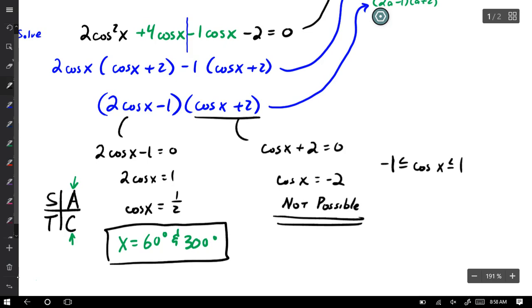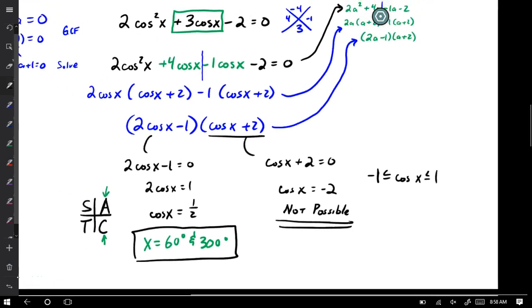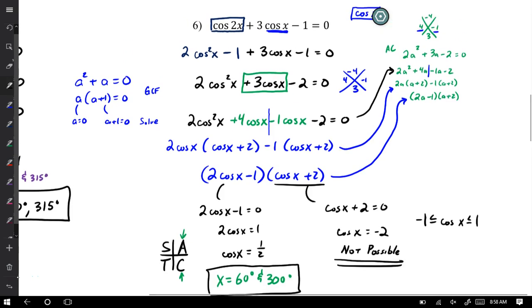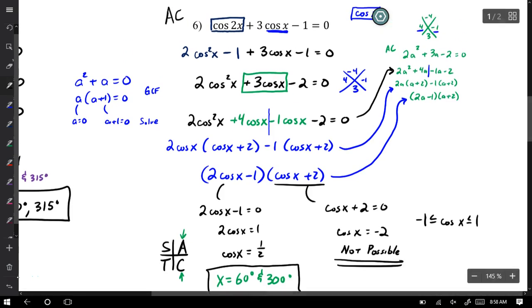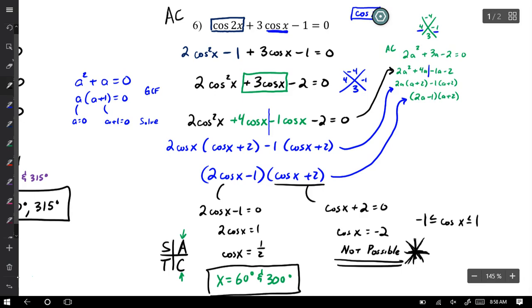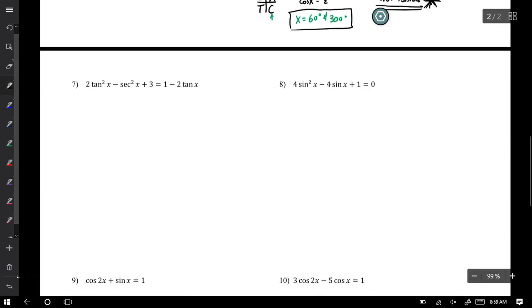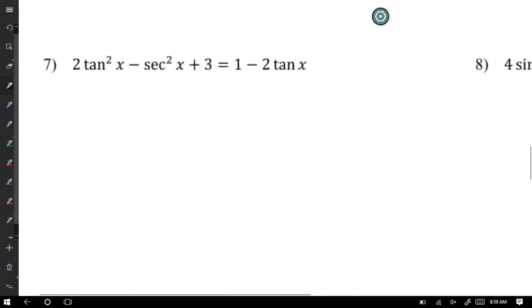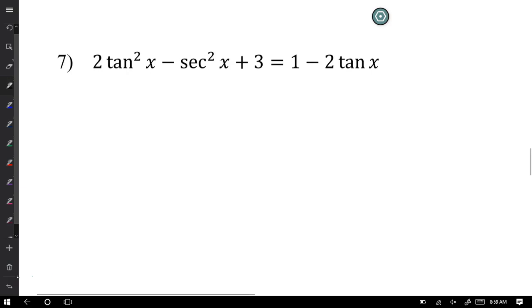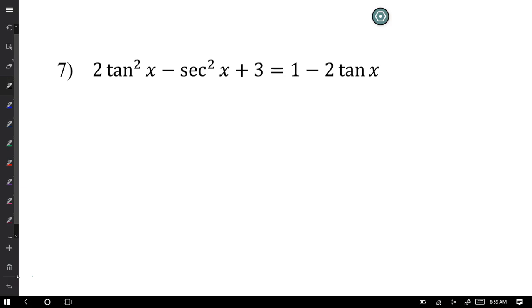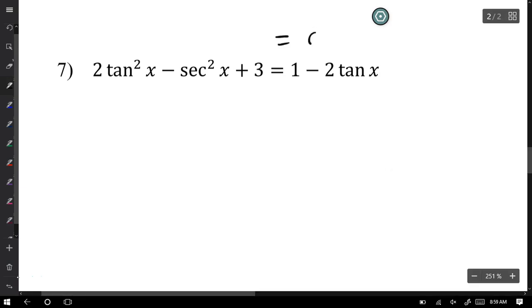So I wanted to go over that for two reasons. This problem involved the AC method of factoring, and it involved one of the factors not having solutions. Two important concepts there. So let's take a look now at number 7, and let's see if we can figure out what to do, because this one's a little more complicated at the beginning. All the other problems that we've dealt with were equal to 0.